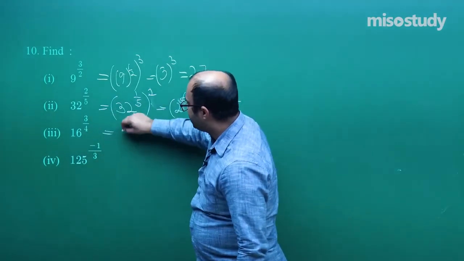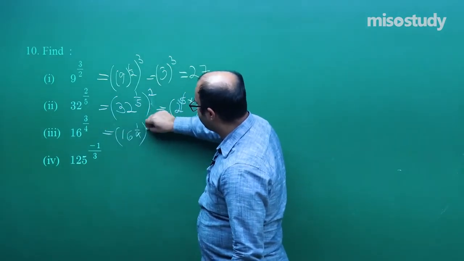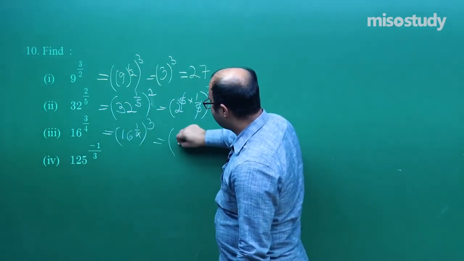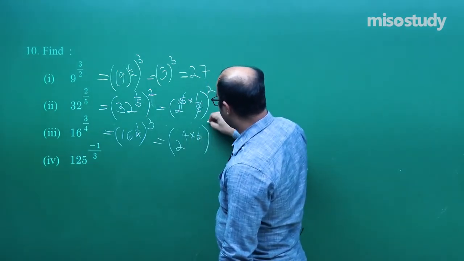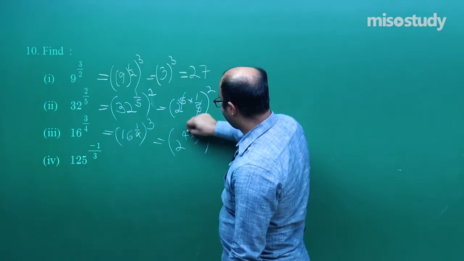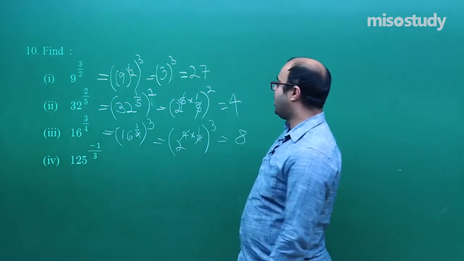This will become 16 to the power 1 by 4, to the power 3. So what is 16? This is 2 to the power 4, and into 1 by 4 is given as a power, and cube of this. You can cancel 4, so it comes out 2 cube. What is 2 cube? That will be 8, the answer.